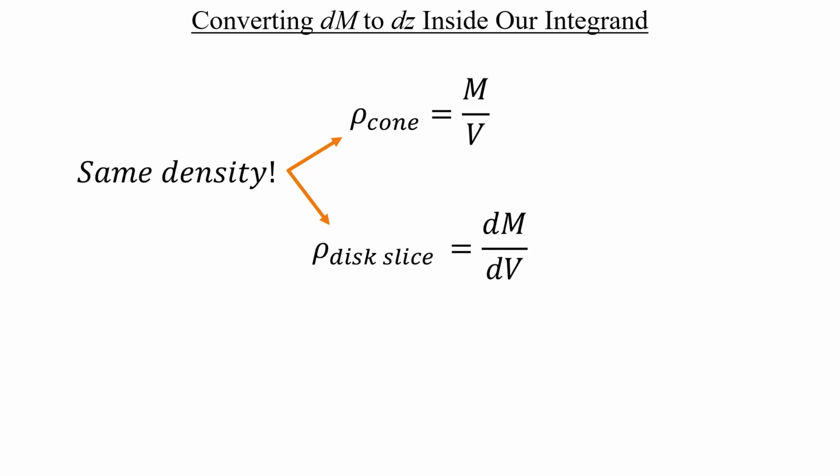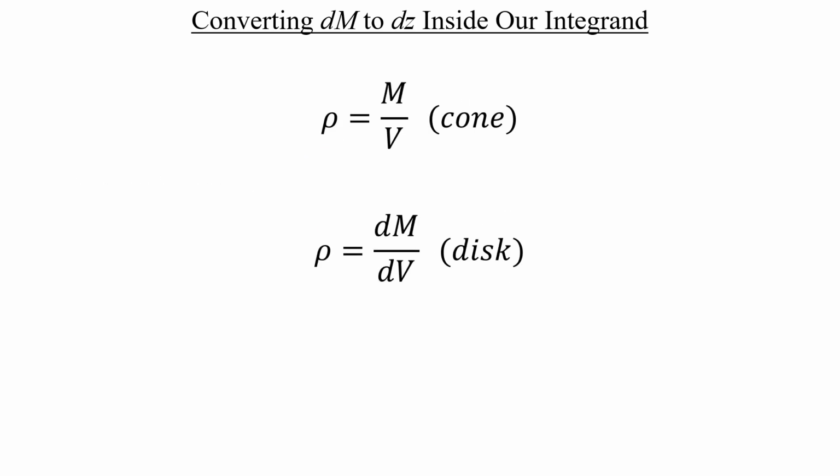So, rho cone and rho disk slice are the same value, and there's no need to even use these subscripts. We can just write rho, regardless of what density we're referring to. So let me rewrite those like this. Now here's how this information is going to help us. I'm going to multiply both sides of the second line on this slide by the infinitely small volume of our disk slice, dV, like that.